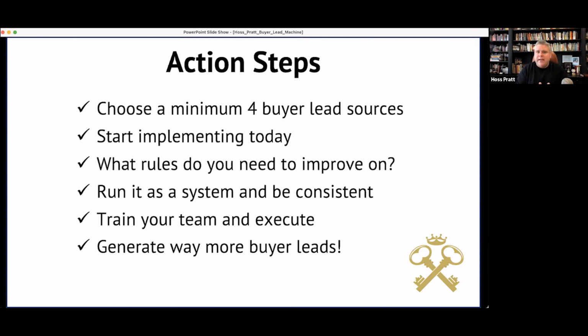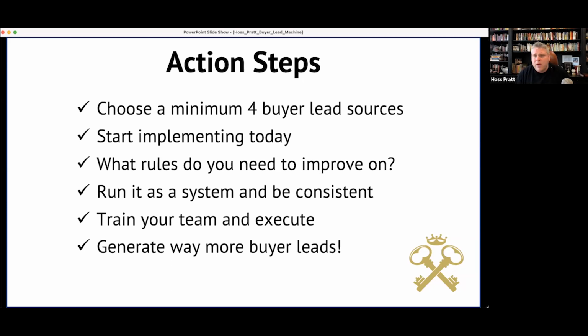Everything I covered today needs to be run as a system, meaning it needs to be executed consistently. Train your team and execute on this. You build it, and then you teach them how to do it. So maybe you go do it first. I think that's the way to do it. You go run it, you learn it, and then you teach them.